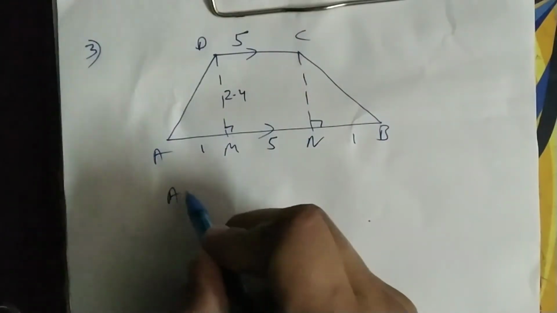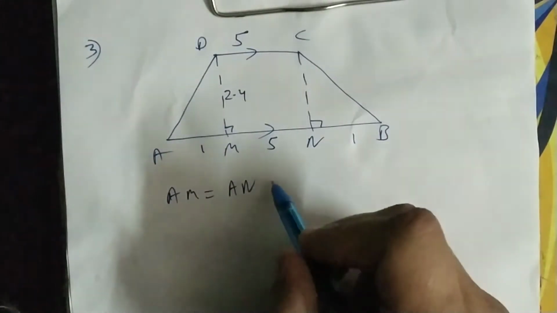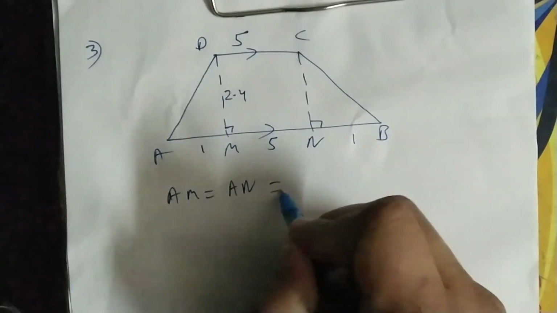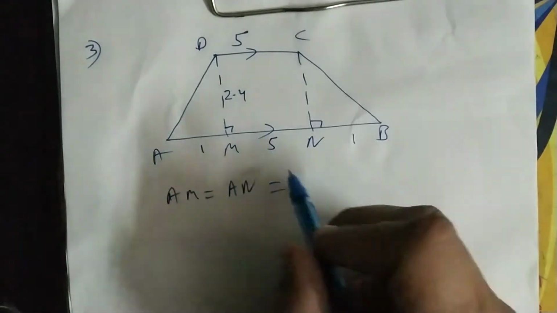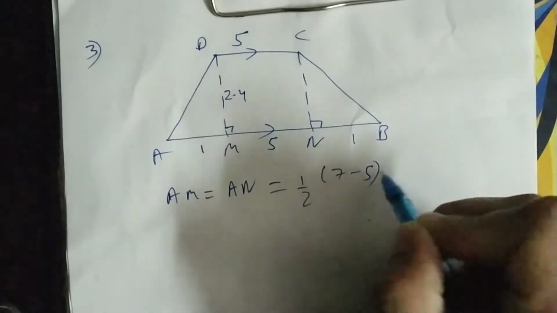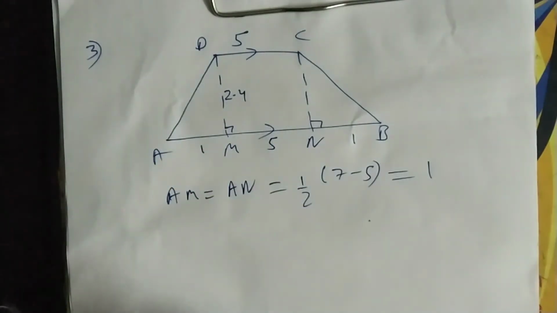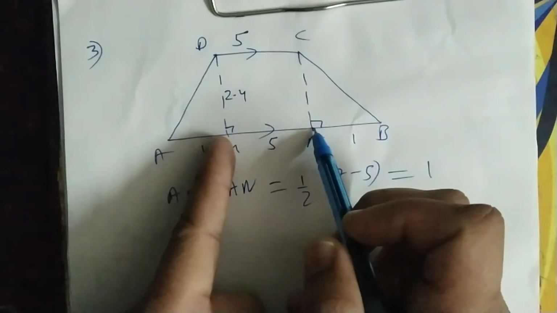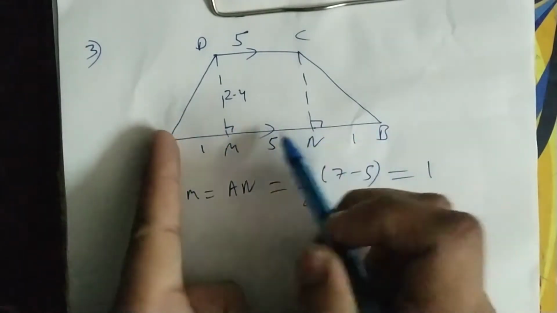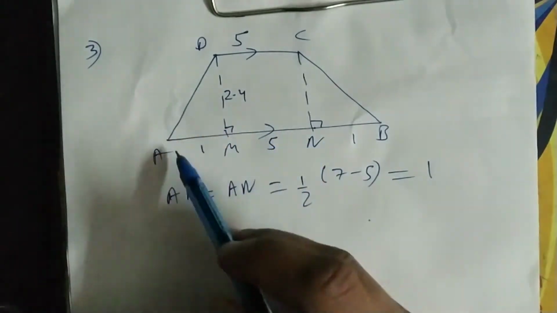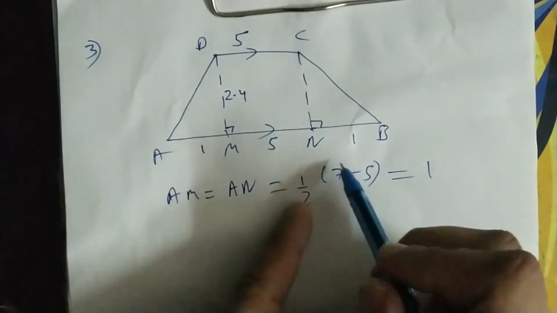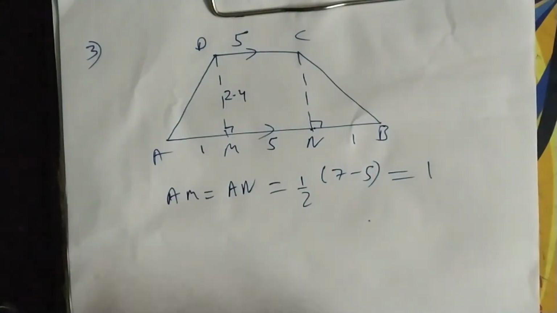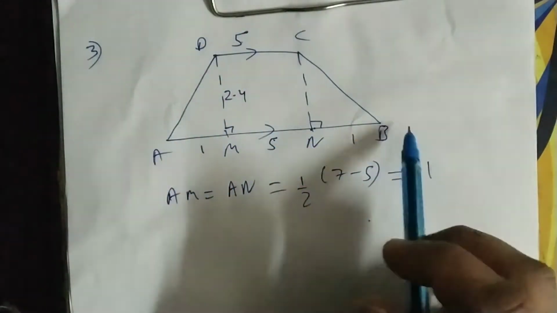It is given that AM is equal to BN. Now if this is 5, this will also be 5, and this complete AB is given 7. So this will be half of 7 minus 5, which is equal to 1. We subtracted 7 minus 5, which is 2, and because it is divided into two parts, we divide by 2. So this is 1 and 1.